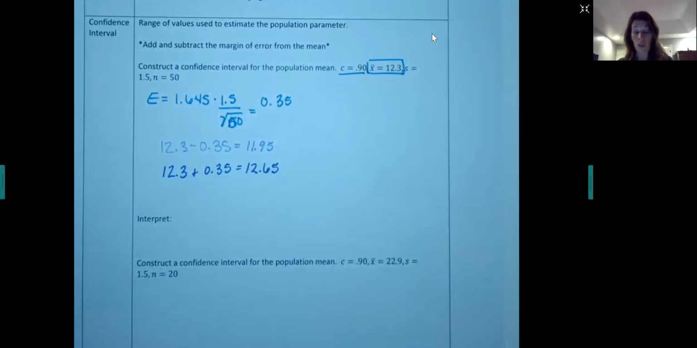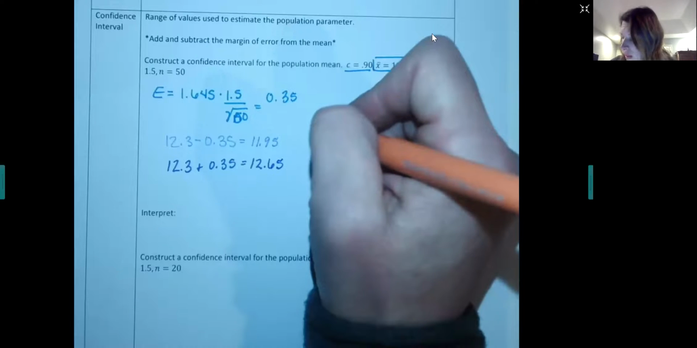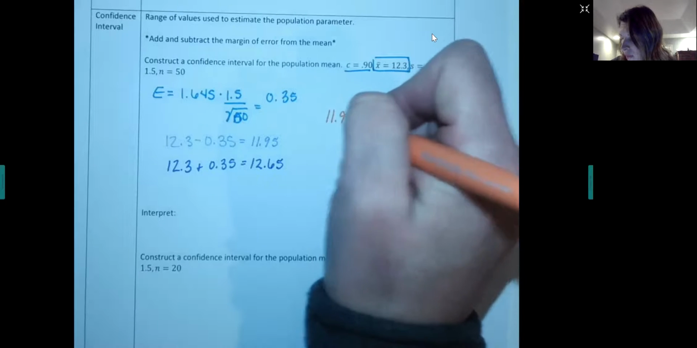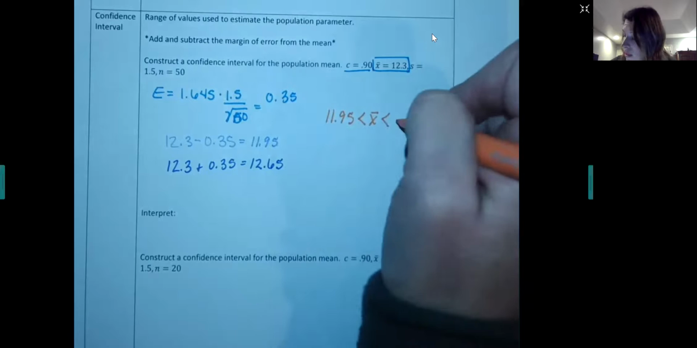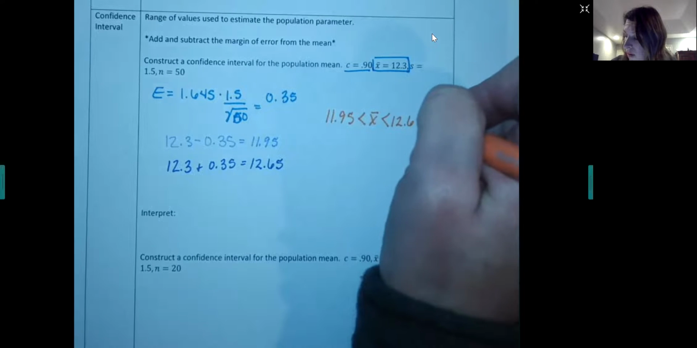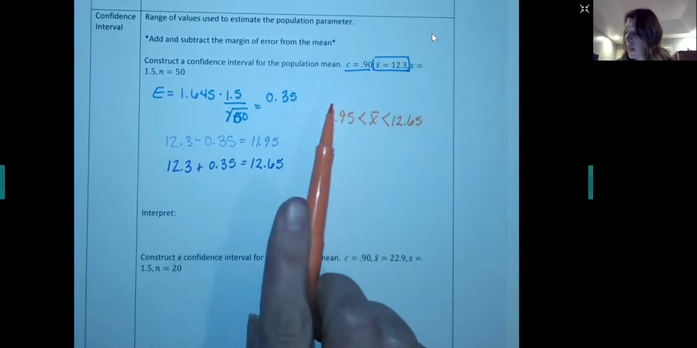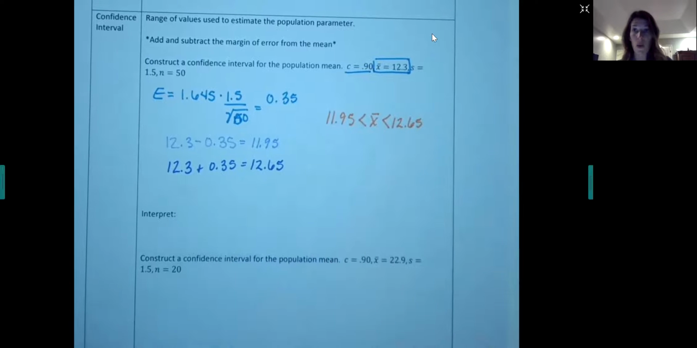So my range of numbers is going to be, I'm going to write it like this, 11.95 is less than my mean, which is less than 12.65. My range of numbers is 11.95 to 12.65.